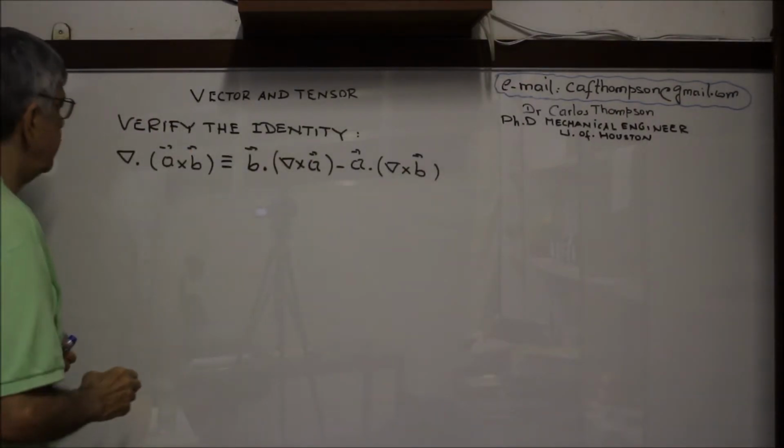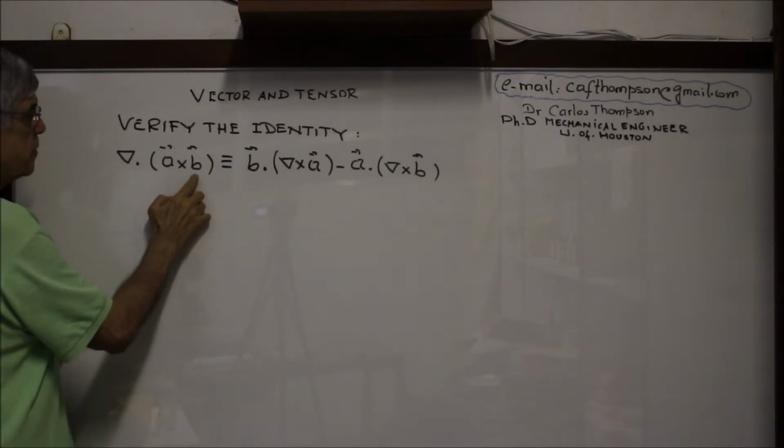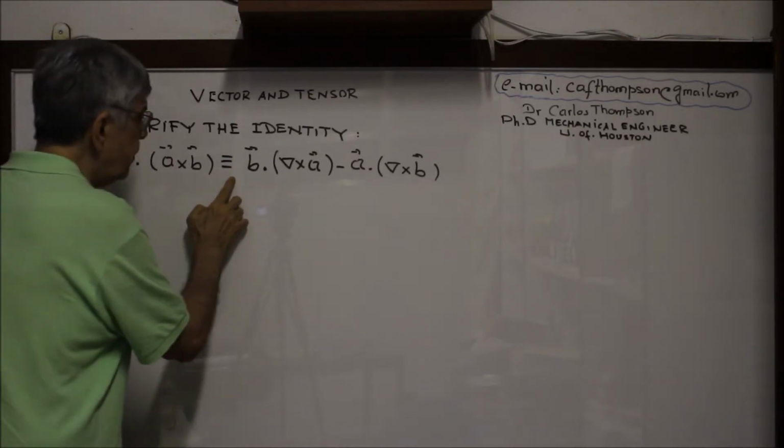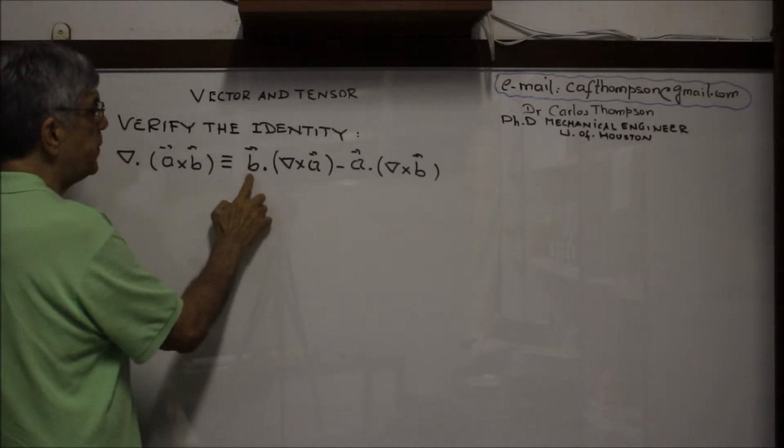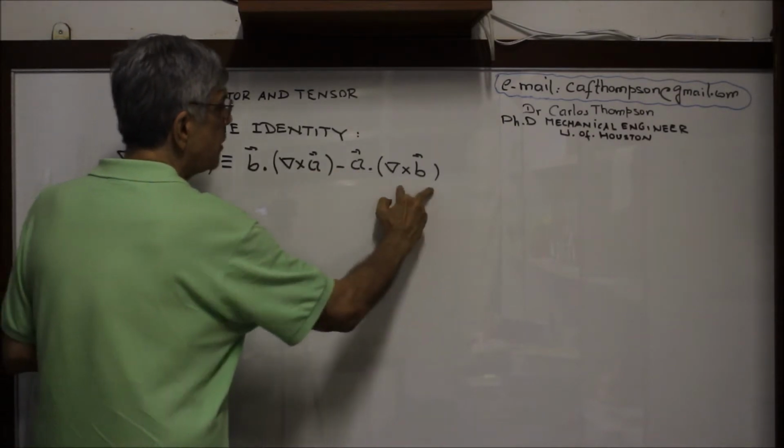Verify the identity. Divergence of A cross B identical to the dot product of B and curl of A minus A dot curl of B.